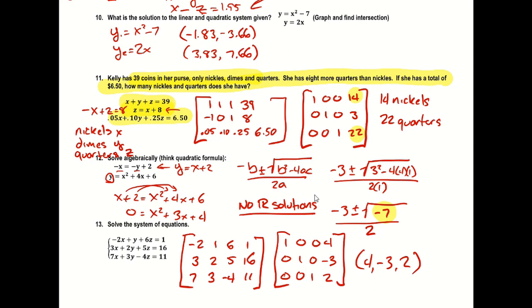Remember that we would have X, let's do it for color. This is our X column, this is our Y column, this is our Z column, and this is our constants column. So since we have the 1 here, it comes across, that's how we know X is 4. We have the 1 here, we come across, that's how we know Y is negative 3. The 1 here we come across, and that's how we know Z is equal to 2. And ladies and gentlemen, that's it for the review.